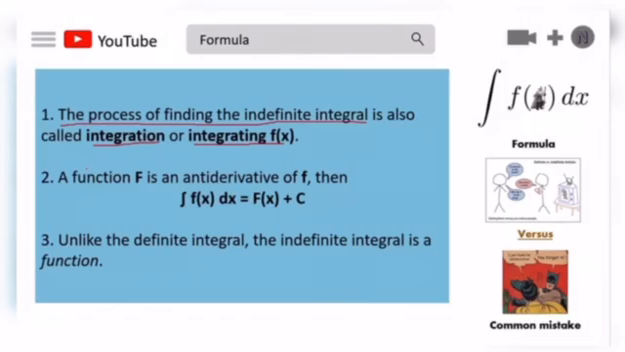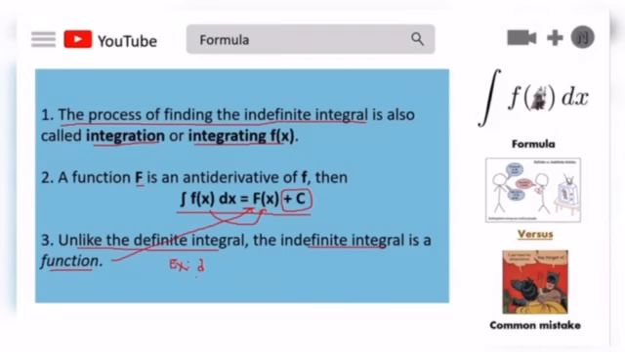Number 2, a function F is an antiderivative of f, so the integral of f(x) dx equals F(x) plus c. Unlike the definite integral, the indefinite integral is a function. We know that here it is a function. Okay, like some example here.